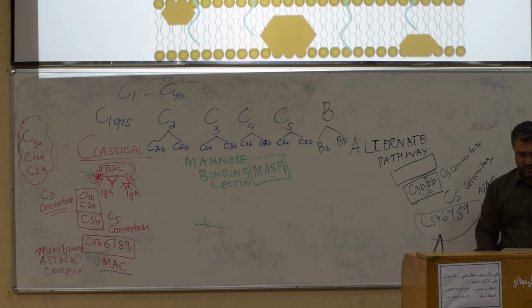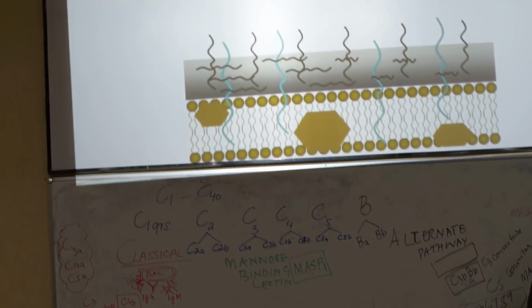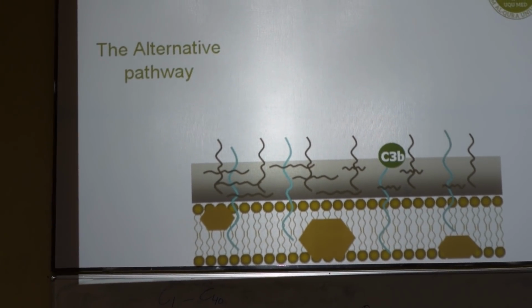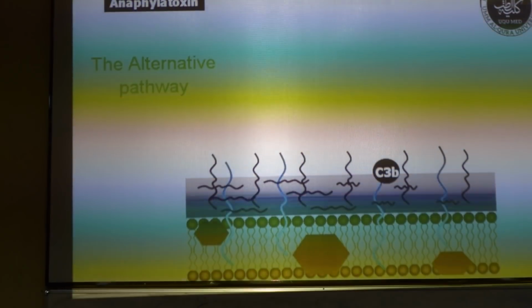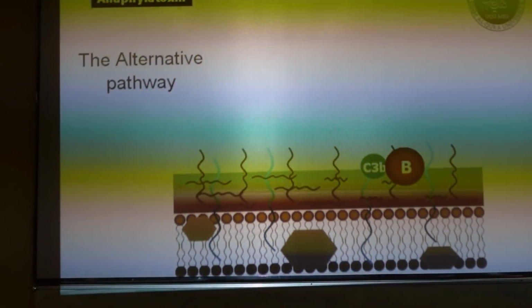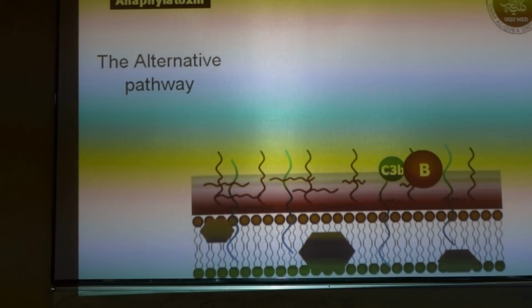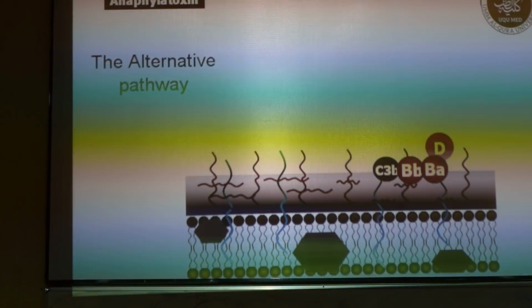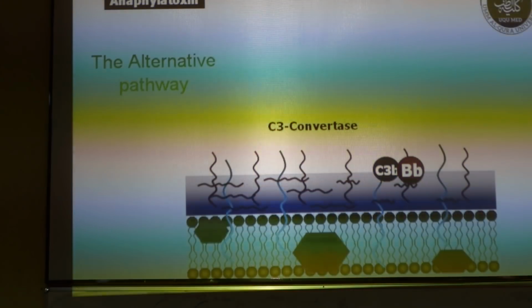Now this is the animation for the alternative pathway. You can see spontaneously hydrolyzed C3 will come. It will be activated into C3b and bind to the polysaccharide of the bacteria. As a result, it will be further joined by factor B, or complement protein B. It will change into capital B, small b, Ba will move away, and this will be called C3 convertase.